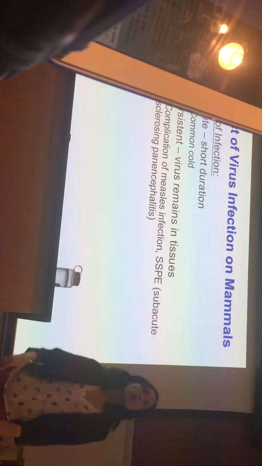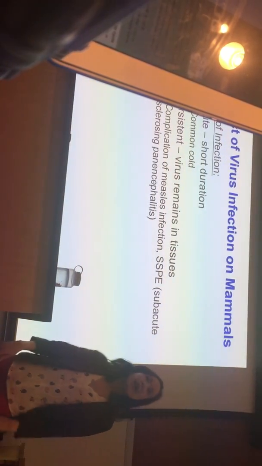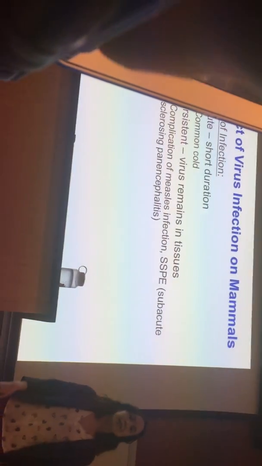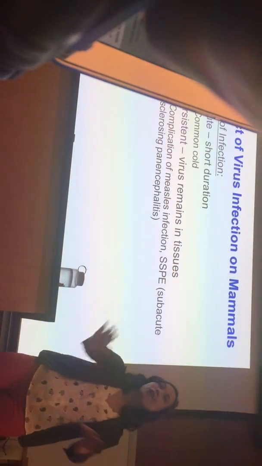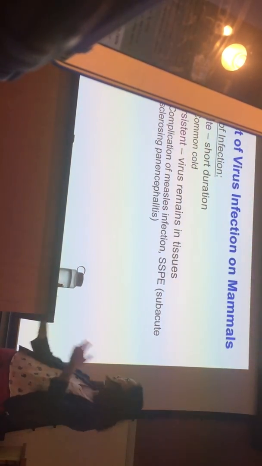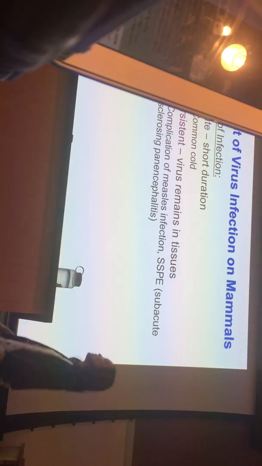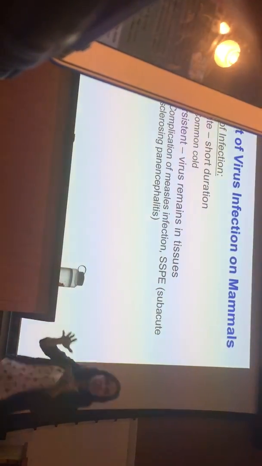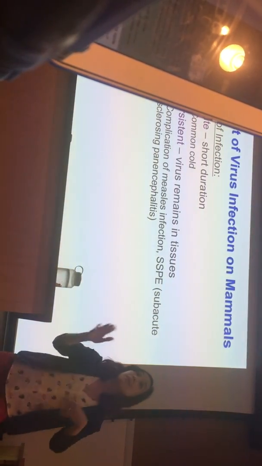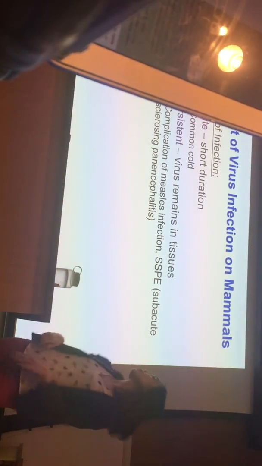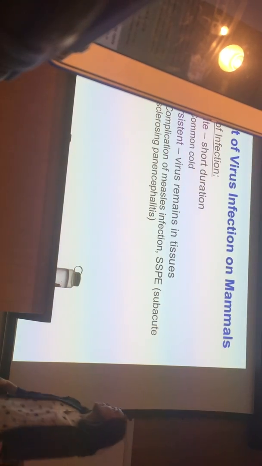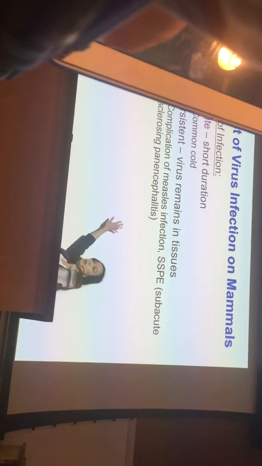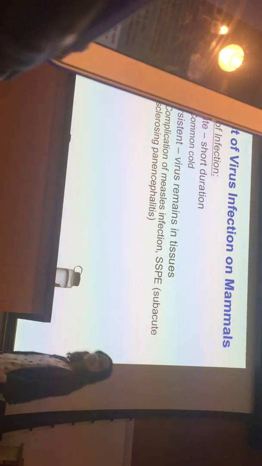And when we use that word persistent, it means that your immune system actually does not clear out the virus in a short period of time. The virus can remain in your tissue and linger for as long as many, many years, actually. This can theoretically happen with the measles virus.